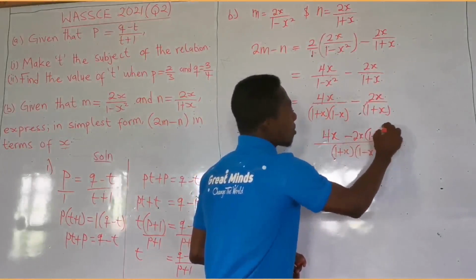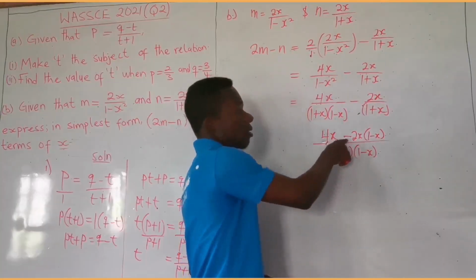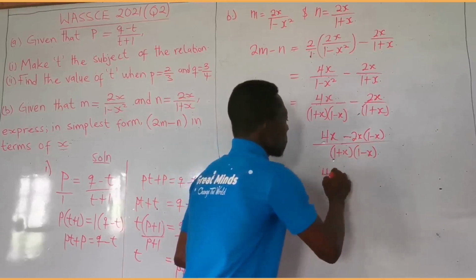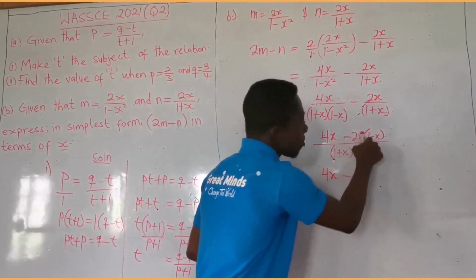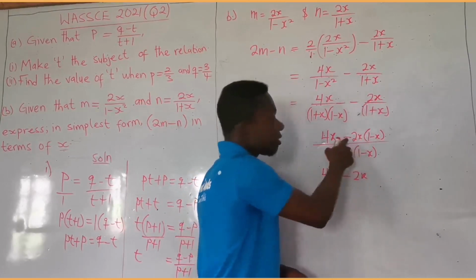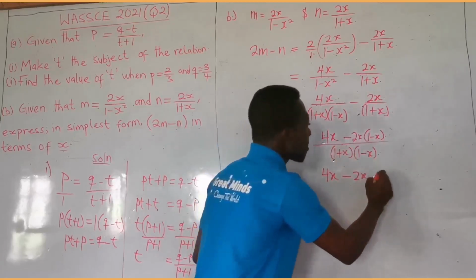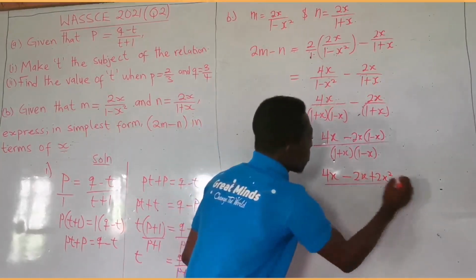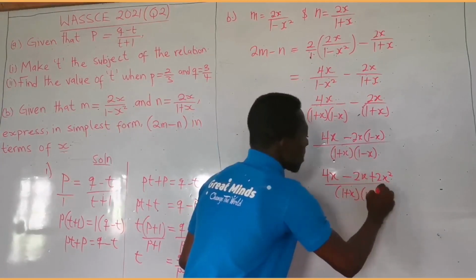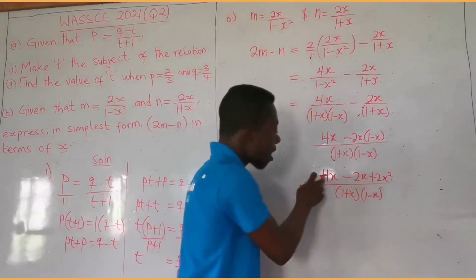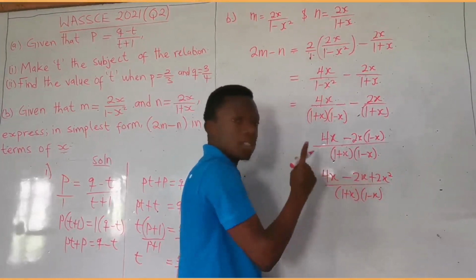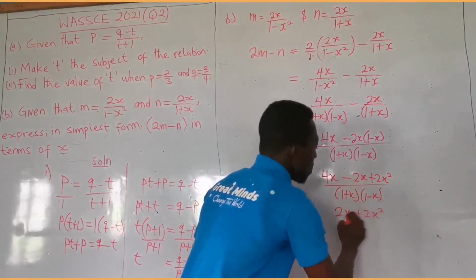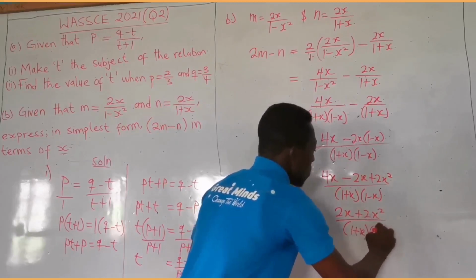Okay? So you multiply the 1 minus x by the 2x here, so it becomes 2x into bracket 1 minus x. With this, you'll expand the bracket. So it becomes 4x minus 2x multiplied by 1 is giving minus 2x. Okay? And negative 2x multiplied by negative x will give plus 2x squared. I hope you are following. Right? All over 1 plus x, 1 minus x. Okay, so now I have 4x, I have 2x. When I subtract, I'm going to get positive 2x. So it becomes positive 2x plus 2x squared all over 1 plus x, 1 minus x.